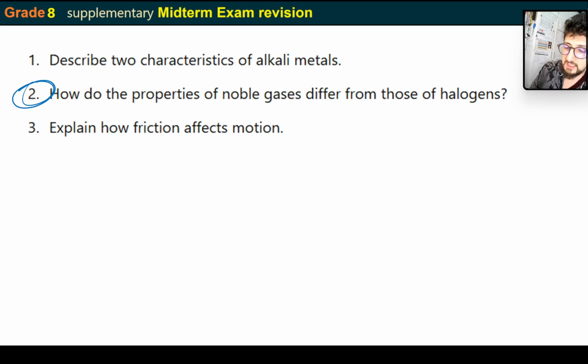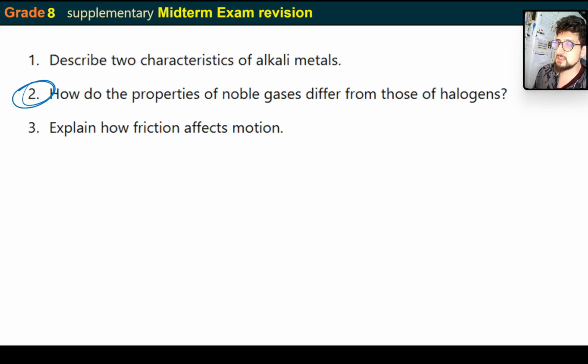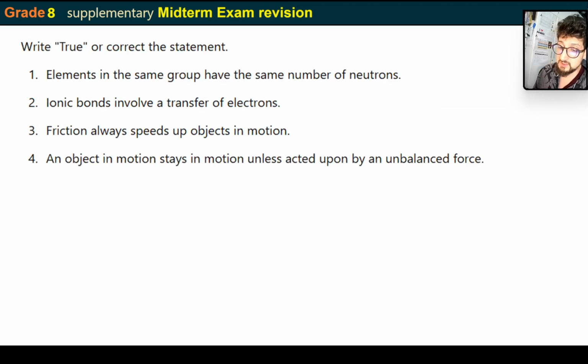Okay. Explain how friction affects motion. Well, that's just the same as that one. Friction opposes the motion or the movement of the object. It exists between two surfaces. It's a force that exists between two surfaces that are in contact with each other, and it opposes the direction of the motion. So if I'm moving forward, friction will be moving backwards.